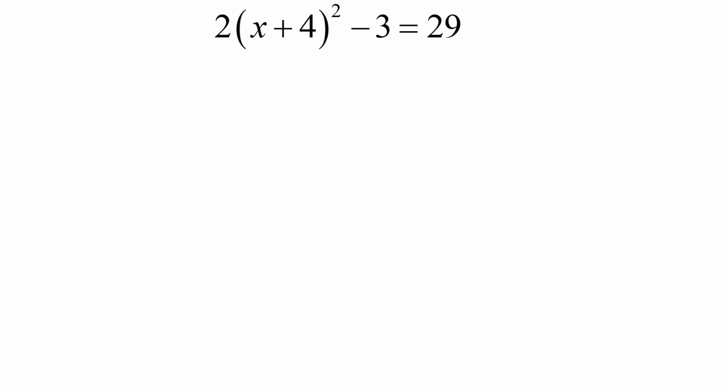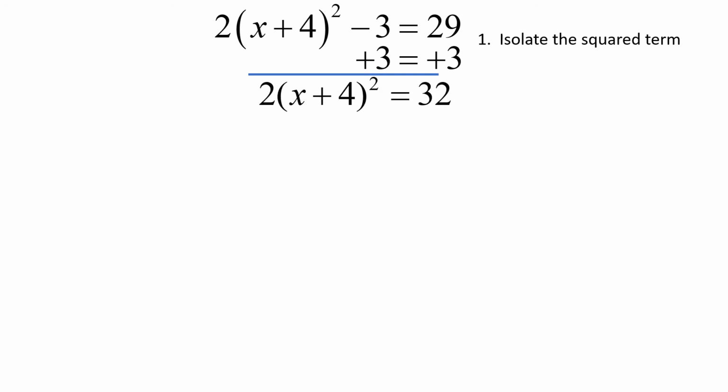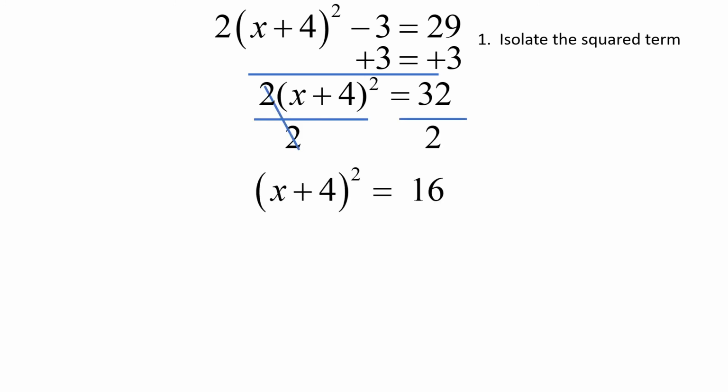And here's yet one more example. I need to isolate the squared term. Well, now I have a lot going on. So first thing I want to do is I need to add 3 to both sides. Now that I did that, I still have a 2 in front of my term that's squared, so I'm going to divide by 2. I get x plus 4 squared equals 16. Now my term that is squared is alone, and I can square root both sides.